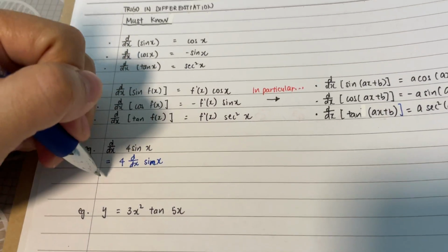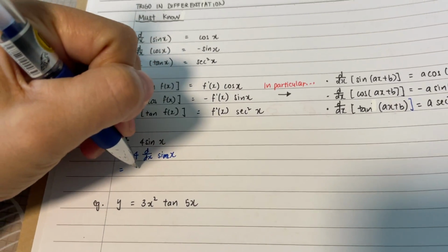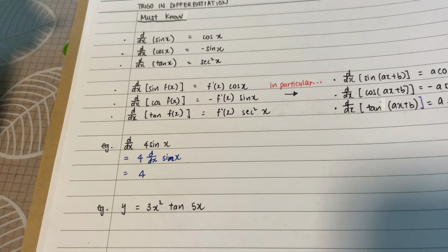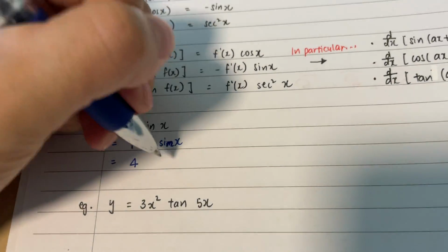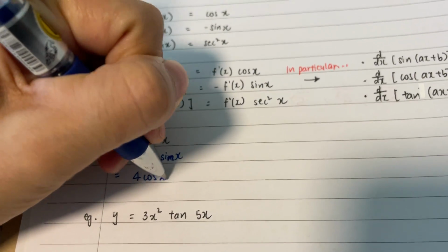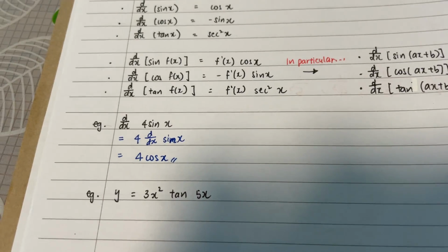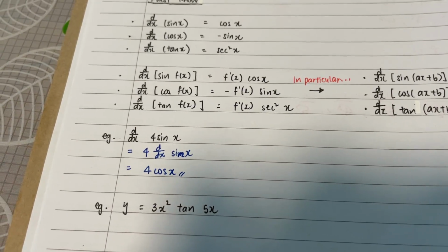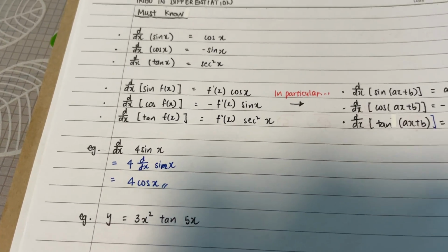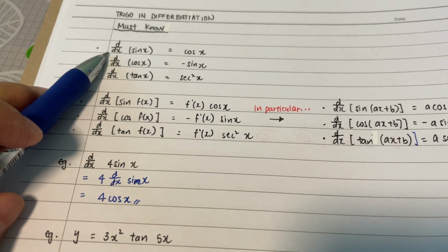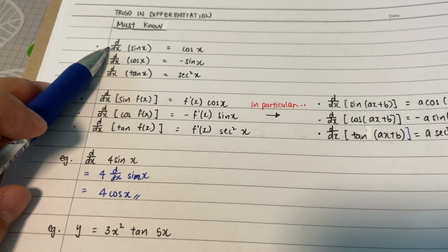Okay, so 4 remains as 4. And then we carry on to differentiate sine x, which gives us cos x. So that will be the answer for the first question, which is rather simple. It's just a direct application of the first differential.